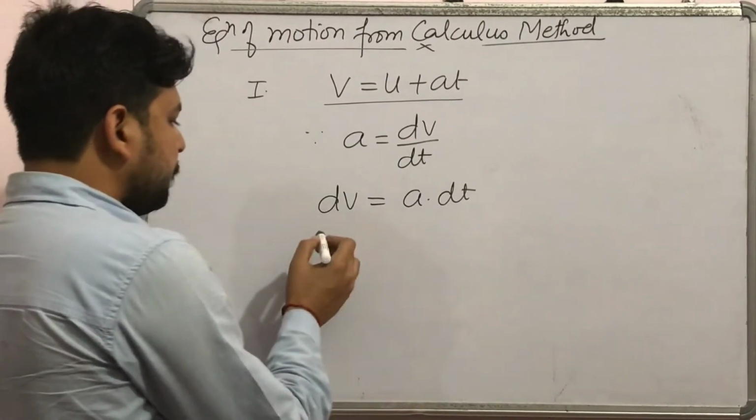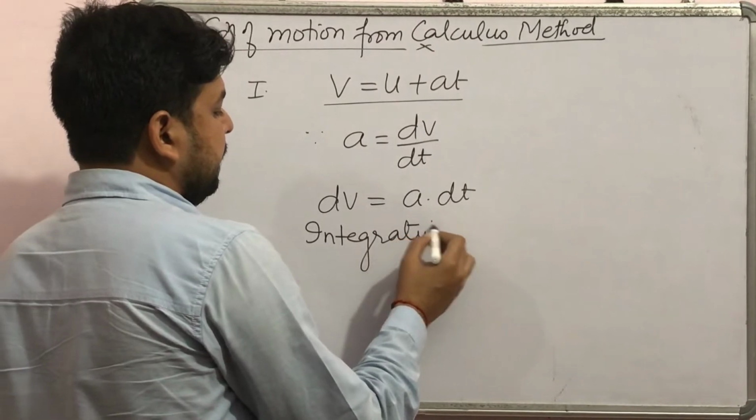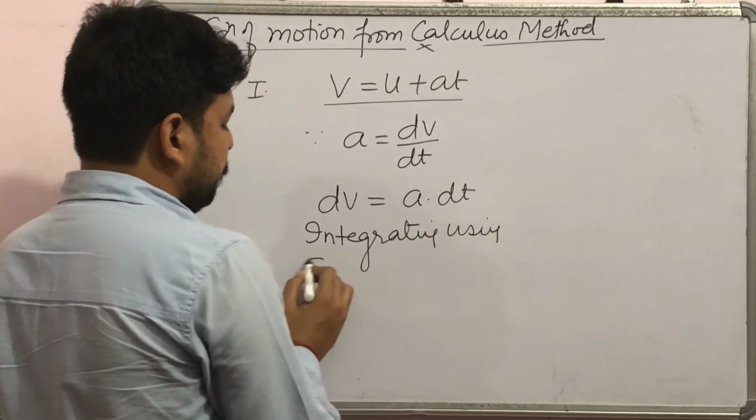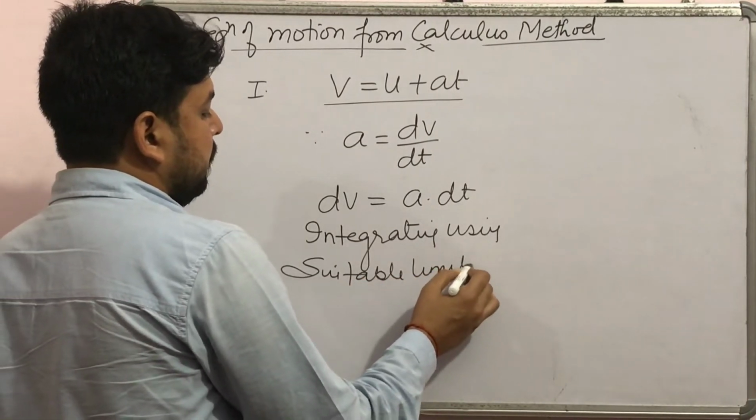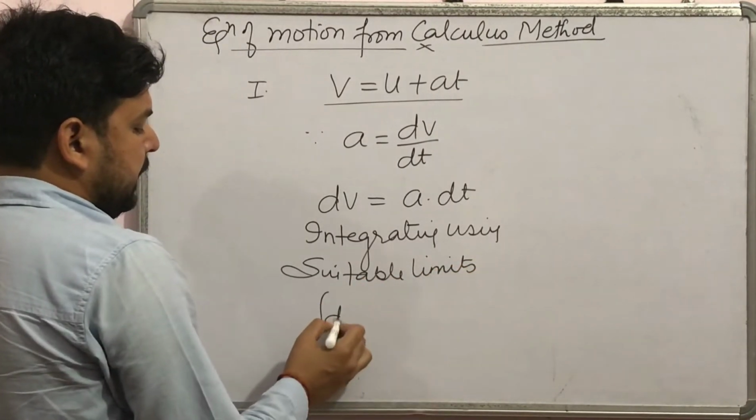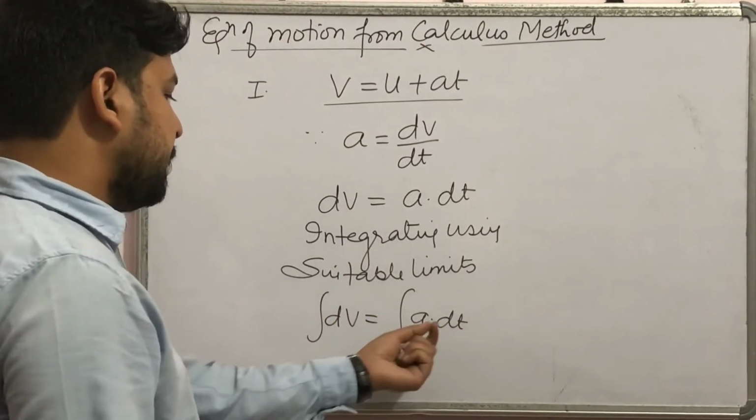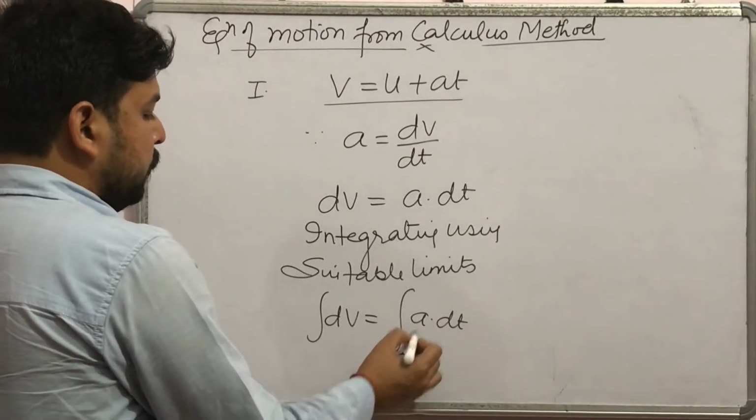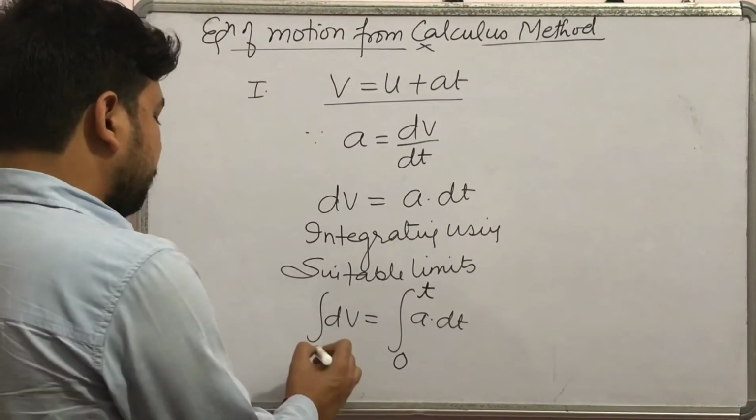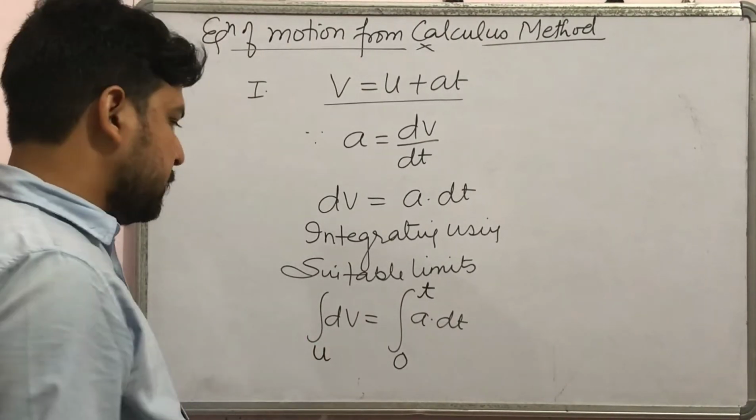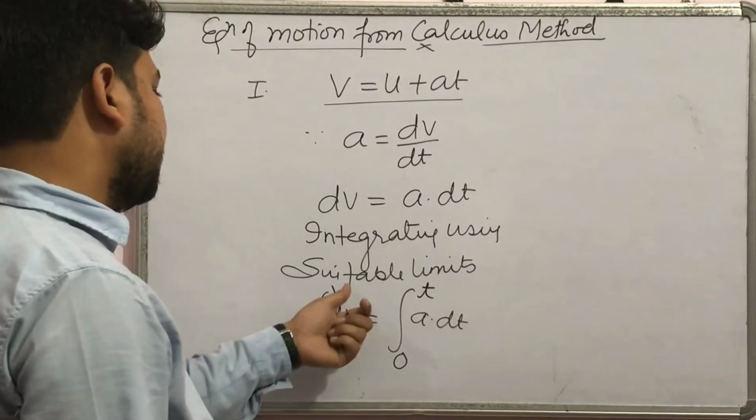Now we have to integrate it, integrating using suitable limits. Integration of dv is integration of a into dt, that is limits of time from 0 to t. When time was 0, that is when the motion was starting, the velocity, that is initial velocity, was u, and when time becomes t, body acquires velocity v, that is the final velocity.